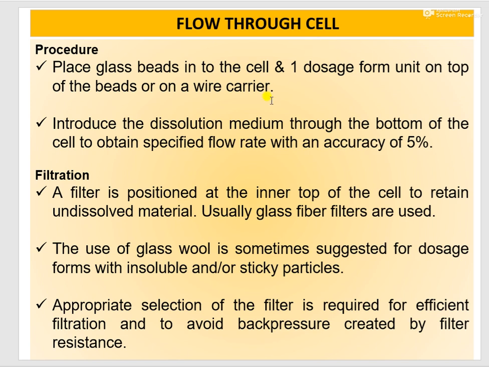Procedure to operate flow through cell. Place the glass beads into the cell and one dosage form unit on top of the beads or on a wire carrier. Introduce the dissolution medium through the bottom of the cell to obtain specified flow rate with an accuracy of 5%. So, you have to place the dosage form on the dosage form holder, and from the bottom you have to allow the flow of dissolution medium at particular flow rate with an accuracy of 5%.